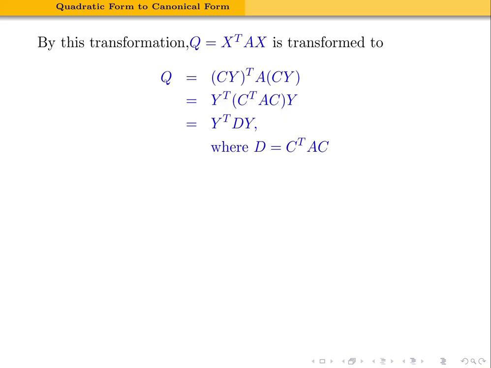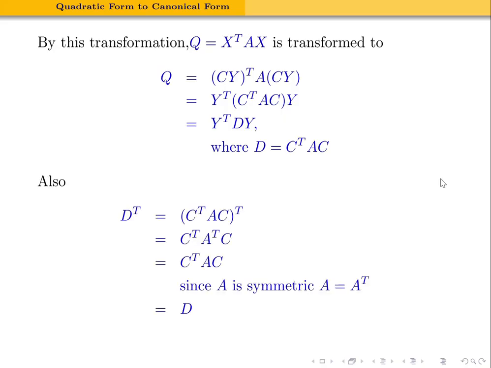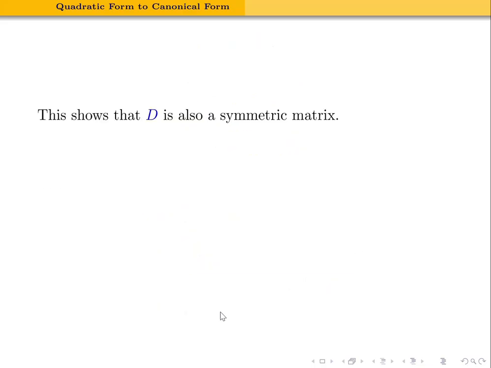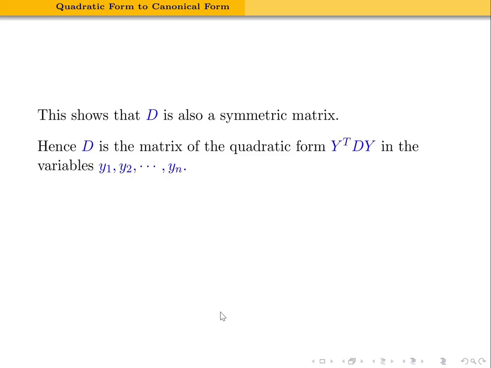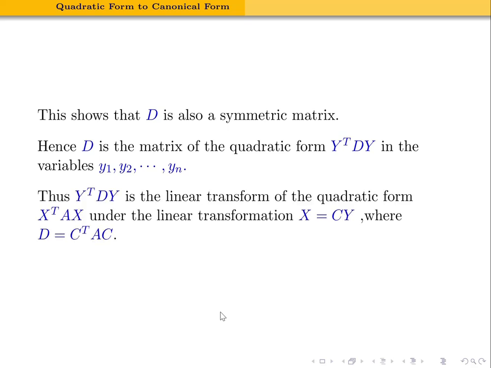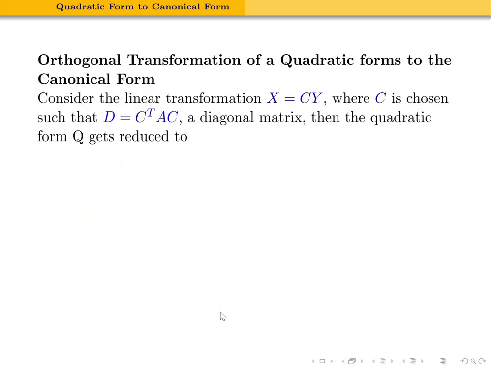Here C transpose A C is nothing but D, which is diagonalizable. So D transpose is equal to (C transpose A C) whole transpose, which is C transpose A transpose C, equal to simply D. This shows that D is also a symmetric matrix. Hence D is the matrix of the quadratic form y transpose D y in the variables y1, y2 up to yn. Thus y transpose D y is a linear transformation of the quadratic form x transpose A x under the linear transformation x is equal to Cy, where D is equal to C transpose A C.